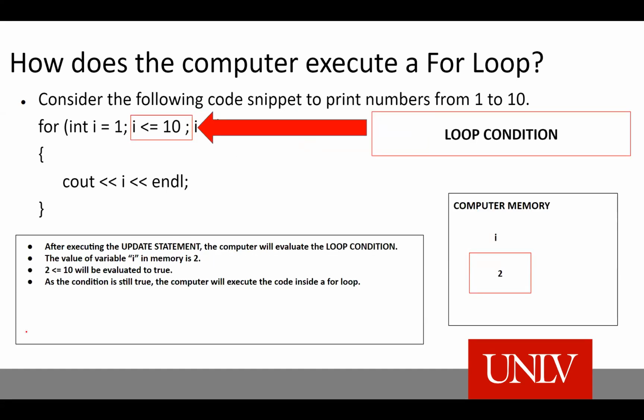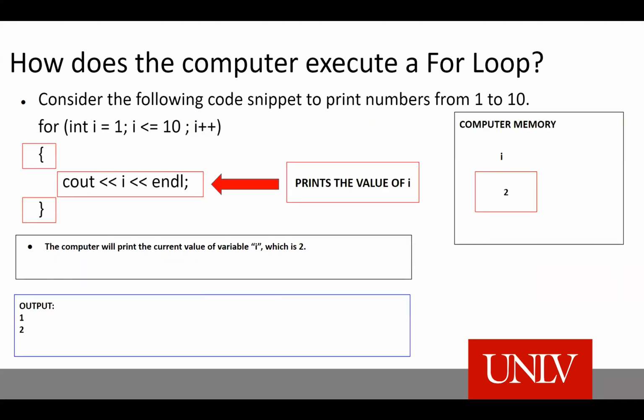Now, again, we start at the loop condition. This time we won't go back to the initial statement. The initial statement inside a for loop will only be executed once. So once the update statement has been executed, it goes to the loop condition. Now for the loop condition, the current value of i inside memory is 2. 2 is less than or equal to 10. That means this is again evaluated to true. That means the computer will execute what's inside the for loop body.